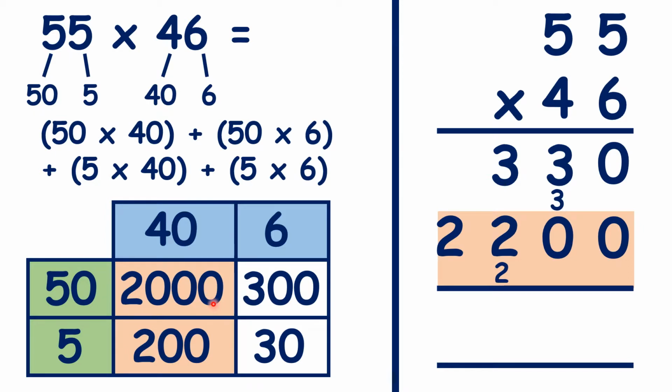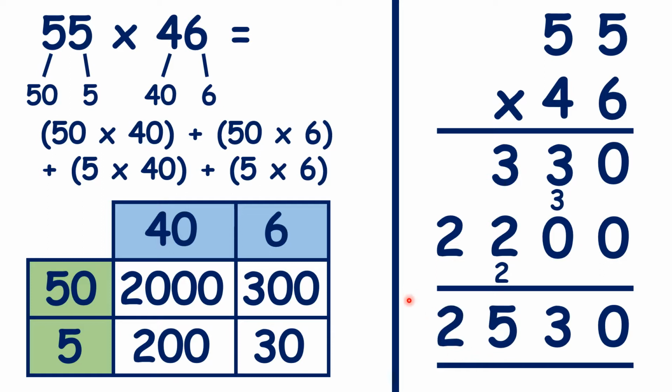But let's compare our answers. On the second line of our column method, we have 2200, and if we add the first column of our grid method, we also have 2200. So although these methods look completely different, they're actually quite similar. So now, like with the grid method, the last thing to do is add up our totals. So we're adding 330 and 2200. And that gives us our answer, 2530.